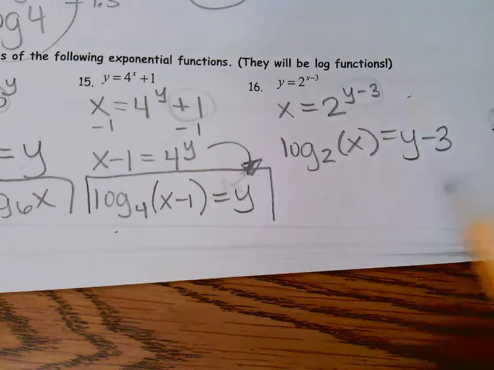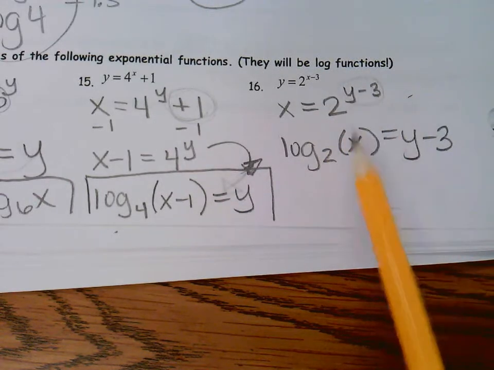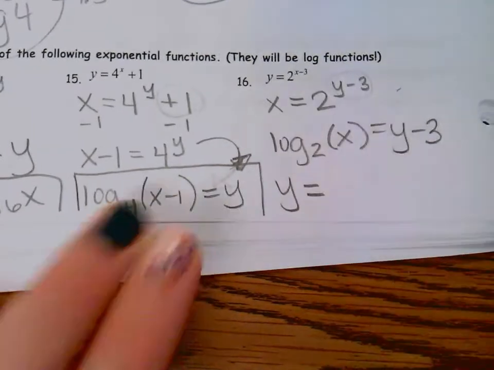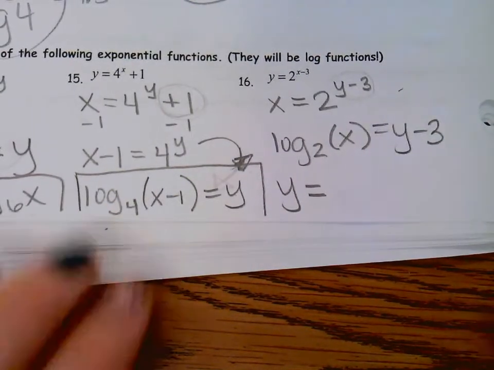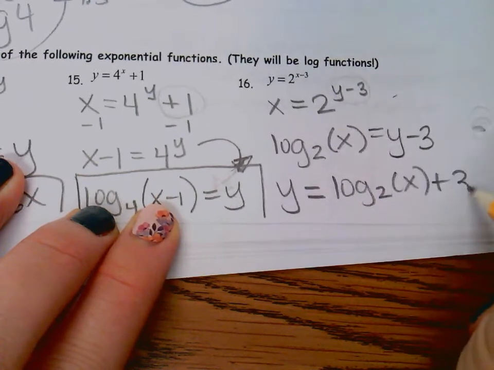The whole reason you're doing this is to get the y out of the exponent. So you don't want the y to end up stuck inside the log. There would be no point. So see how this is 2 raised to the y minus 3 power equals x? What would be my last step to get y by itself? So it would be y equals. Add 3. Log base 2 of x with a plus 3 on the outside.